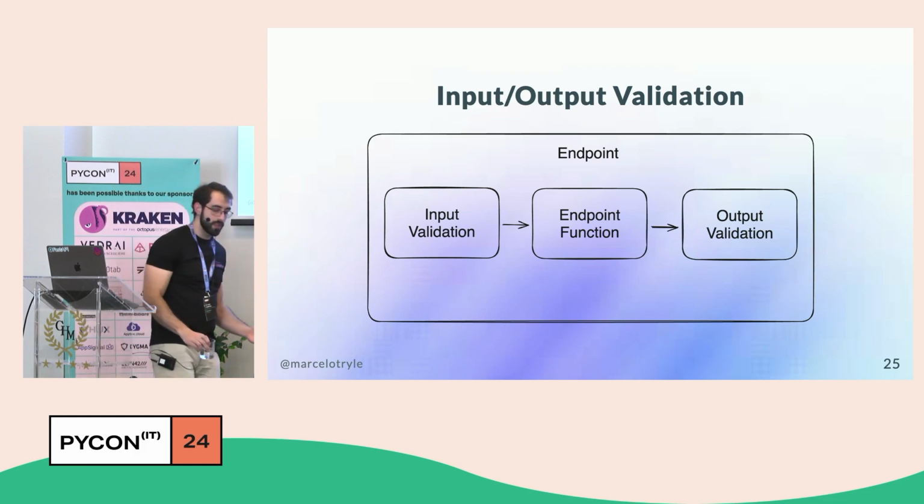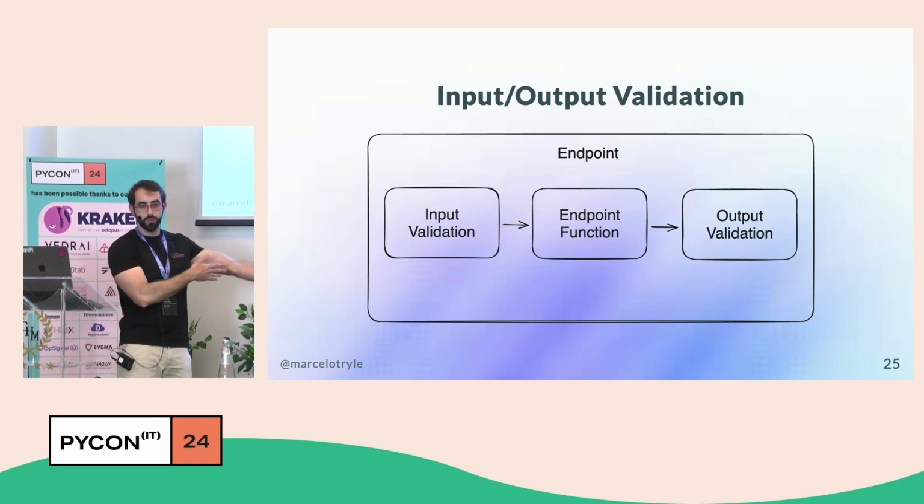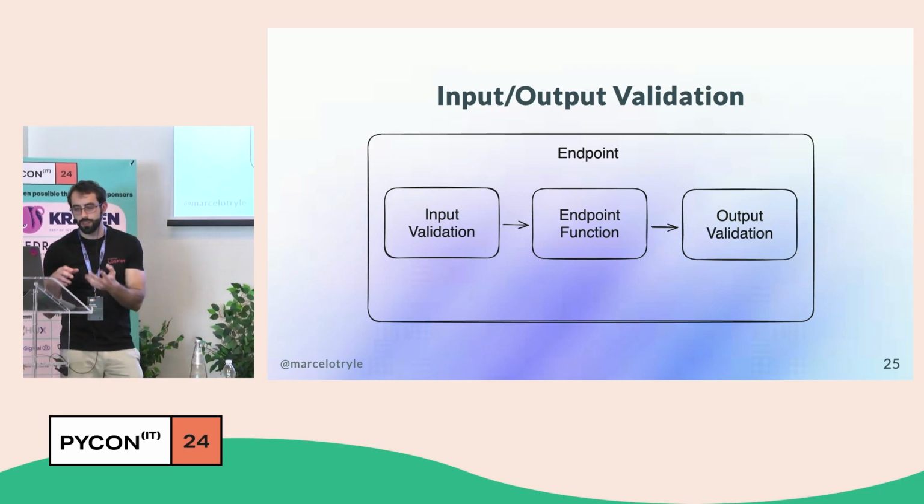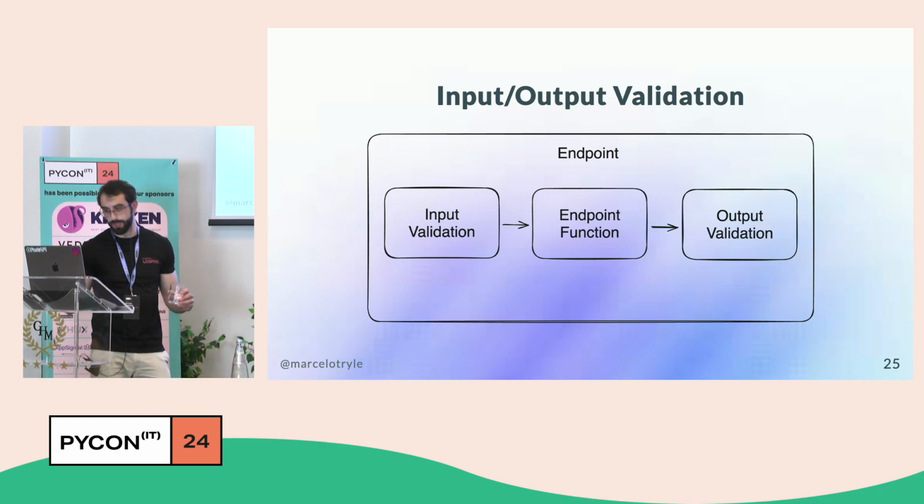The difference is that if there is a validation error from the input, you send back a 422, and if there is a validation error from the output, you send a 500. This might not be news.